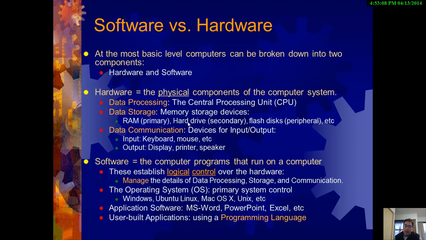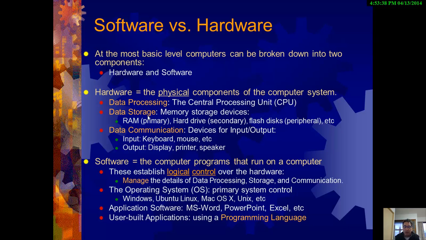Okay, the next part of the hardware is data communication, and that's just what we say the devices for input and output. So the screen is an output device. The keyboard and the mouse are called input devices, and a printer would also be an output device, and even a speaker, where you hear voice, would also be an output device.